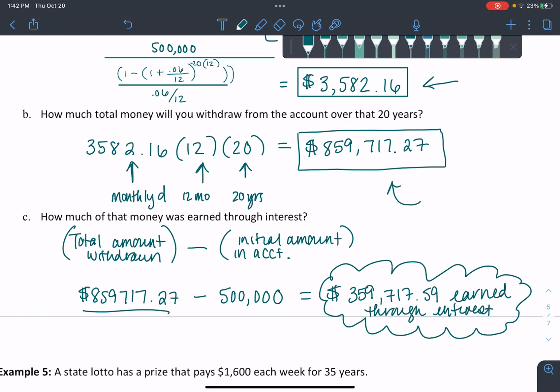So all of that money was not money you saved for retirement. That is money you earned on top of the money that was in there on the day that you retired. So that is pretty cool. And yeah, that's just something to think about also.